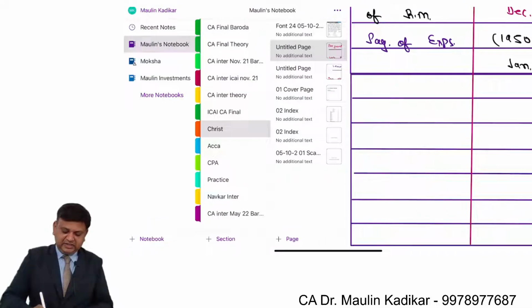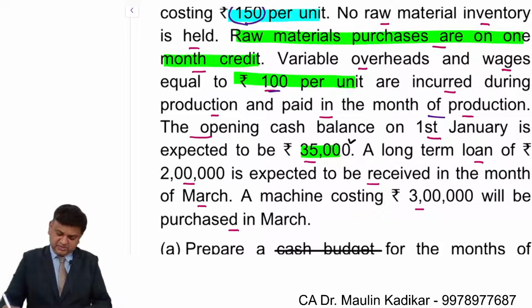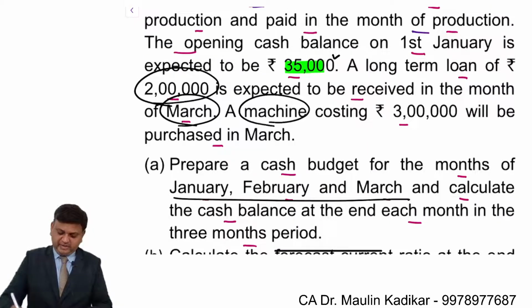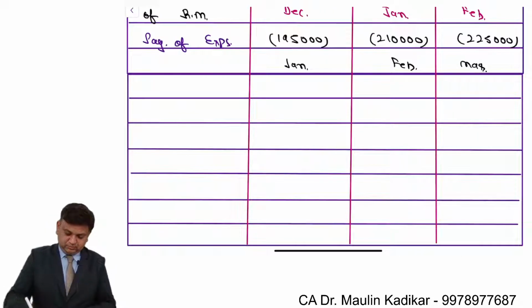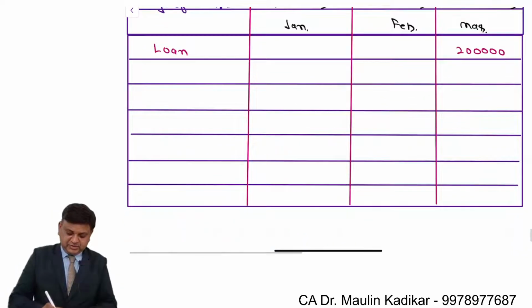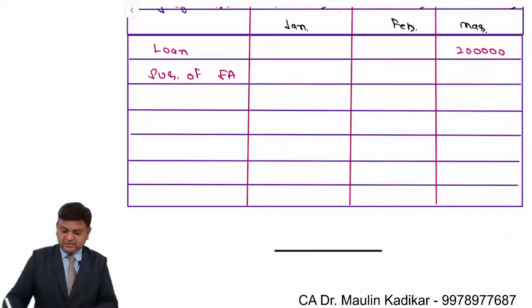Okay. Then we have been given two simple adjustments. First is that we are going to take a loan of rupees 2 lakhs in the month of March, and we are going to buy machinery again in the month of March. So loan of 2 lakh rupees in the month of March and purchase of fixed asset, that is machinery, in the month of March, rupees 3 lakhs. With that, we'll have the closing balance.